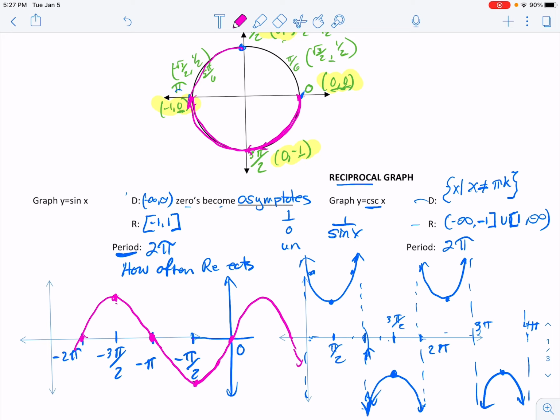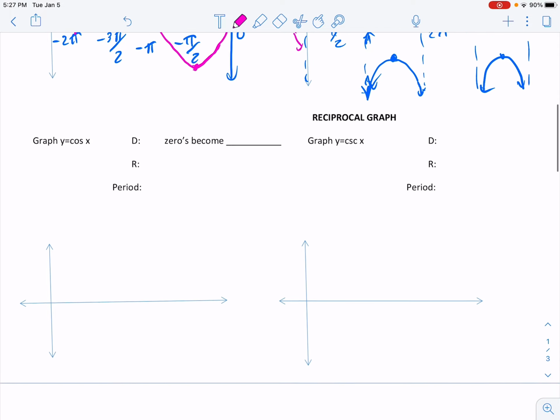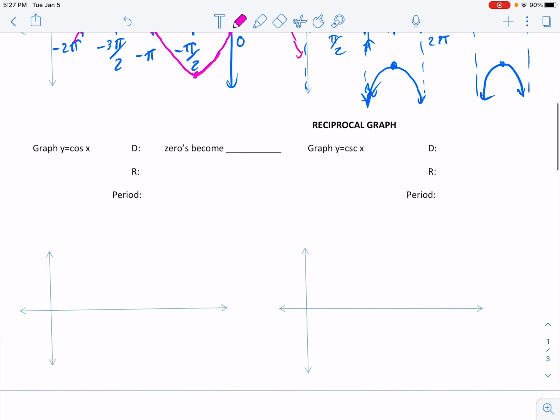The same is true for the cosecant, because we said the domain was all reals. So you have to know how to graph the negative ones. All right? Good? All right. What about the cosine?